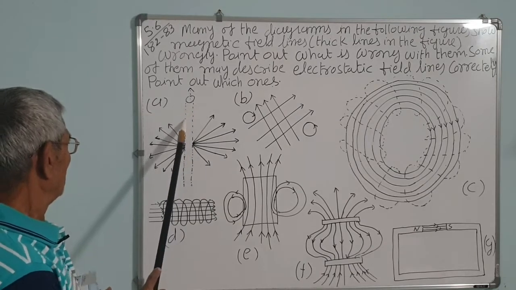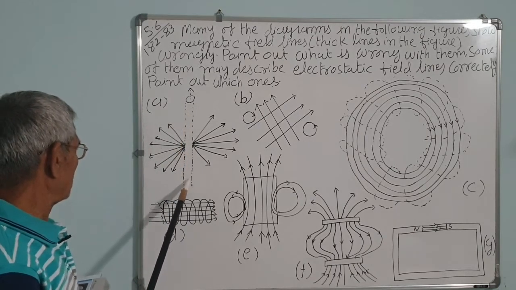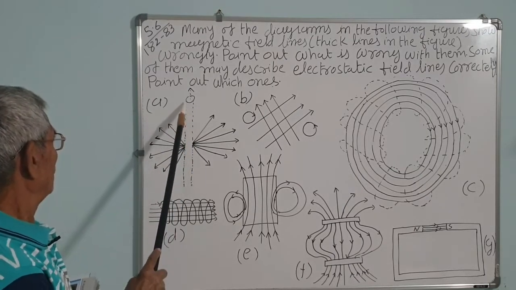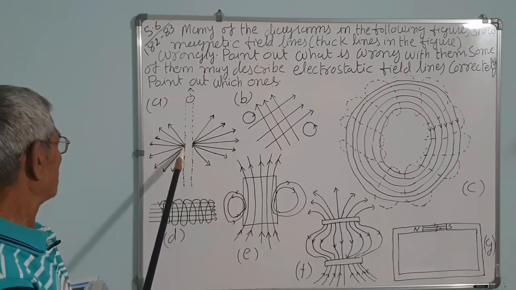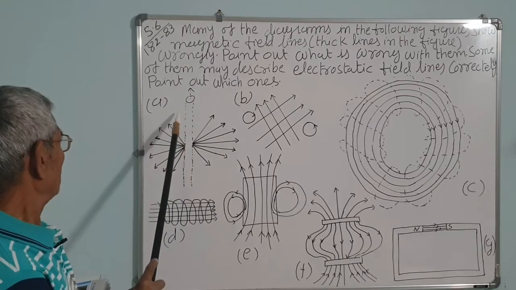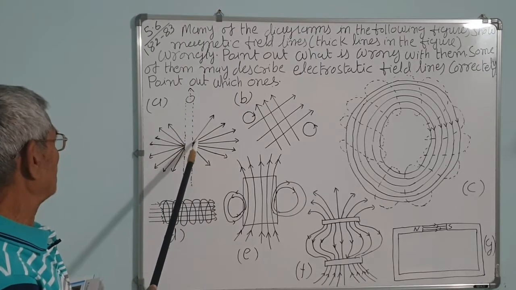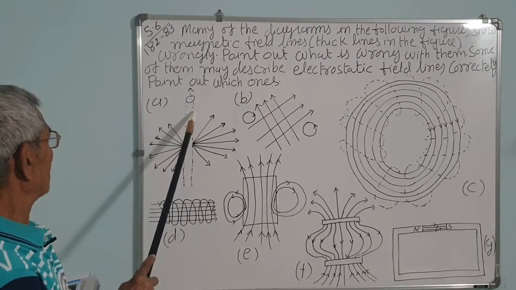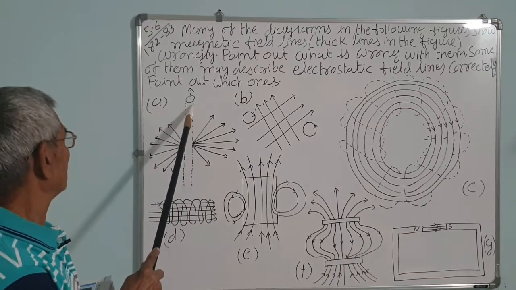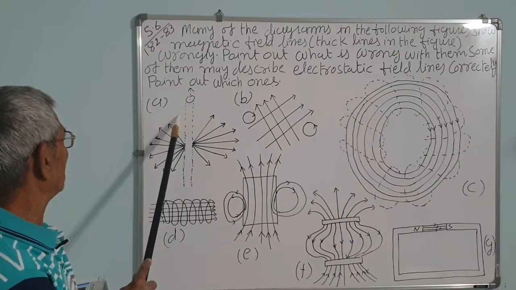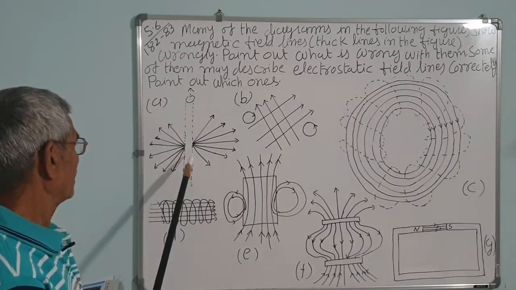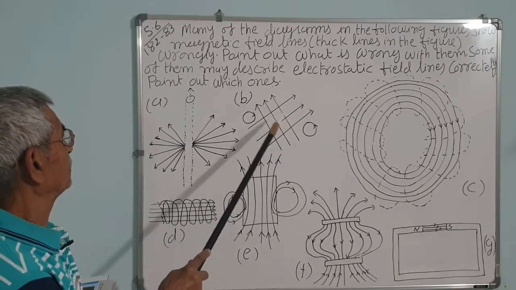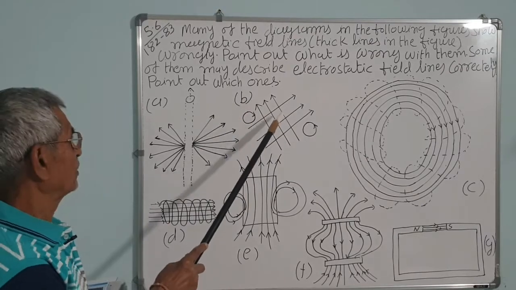Number 1, you can see these are not lines of force, that is magnetic lines of force. It seems to be the electric field due to a point charge like this. If it is a magnetic field of a wire carrying current, then there will be circles with the wire at the center. Number 2, this is also wrong.